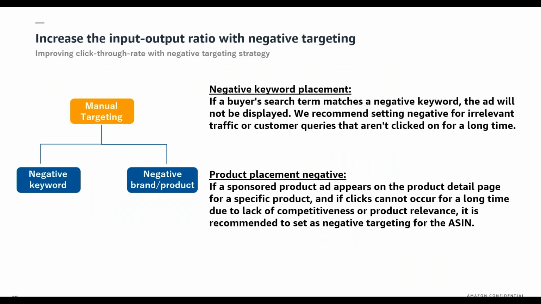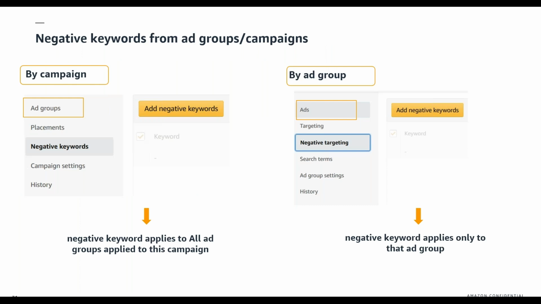So the overall goal with negative targeting is that you want to improve your click-through rate. So when it comes to manual targeting, we do negative targeting by keyword, and negative target by brand as well. Yeah. So how to do that? So there are two ways to do it. You can add negative keywords by a campaign setting.